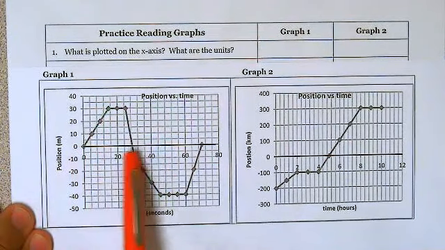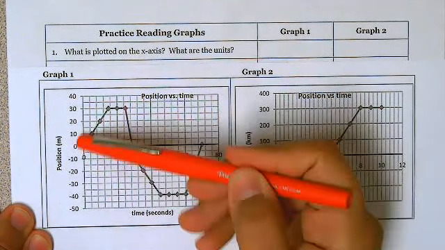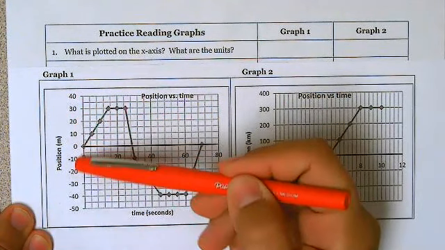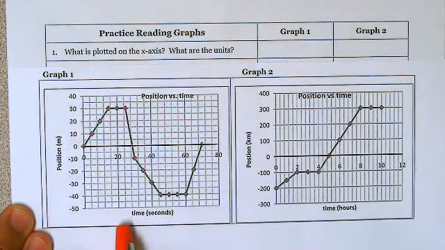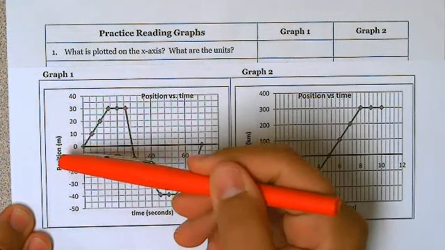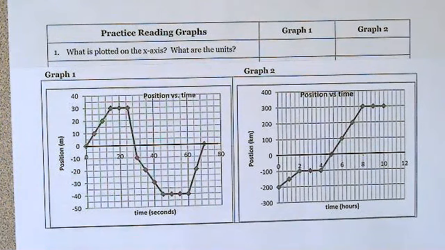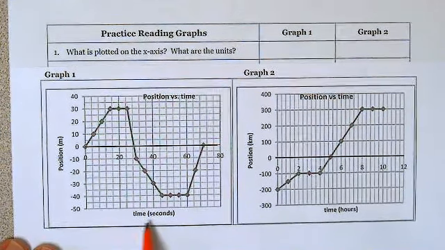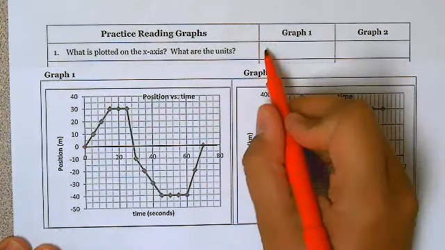So we have the x-axis in the center, so you see the 0 right here, and then the y-axis positive and the y-axis negative on the side. So you can see here, this is time, and this is position or distance on the side. Okay, so let's look at our questions. The first question says, what is plotted on the x-axis? What are the units? So the x is here. So this is time in seconds.